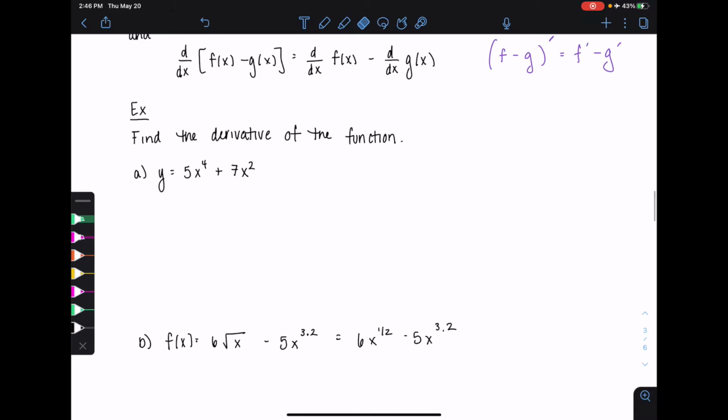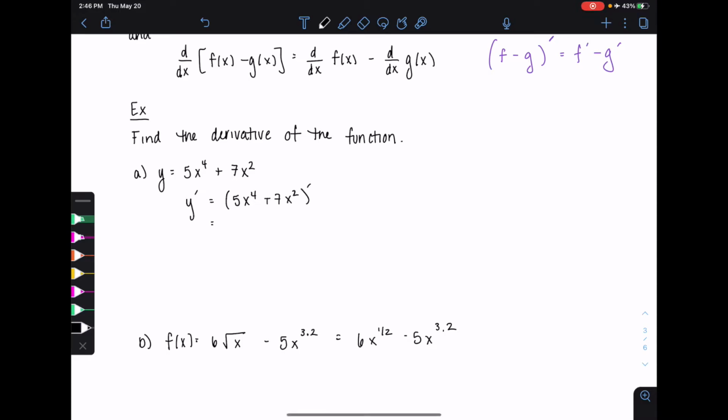So now that we've got these tools under our belt, we can make our functions a little bit more complicated. So let's start with this polynomial where we have 5 times x to the 4th plus 7 times x squared. I'm going to add more steps than I necessarily need to start, but as you go through this, you're going to get quicker and quicker, and you don't have to do this process anytime.